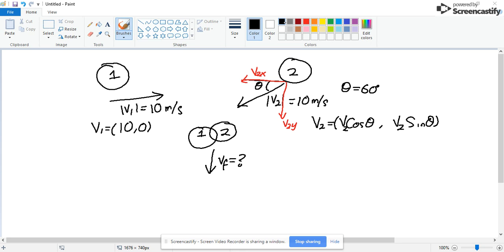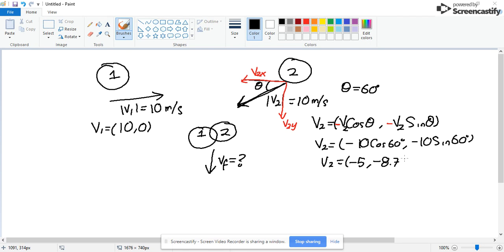However, notice that this arrow is pointing down, in quadrant 3. So I need to add a sign here: V2x is negative and V2y is negative as well. So V2 is going to be negative 10 cosine of 60 degrees and negative 10 sine of 60 degrees. After doing the calculation, V2 equals negative 5 and negative 8.7.